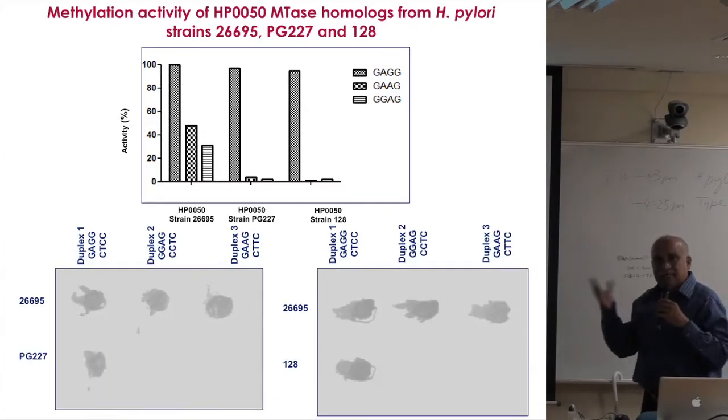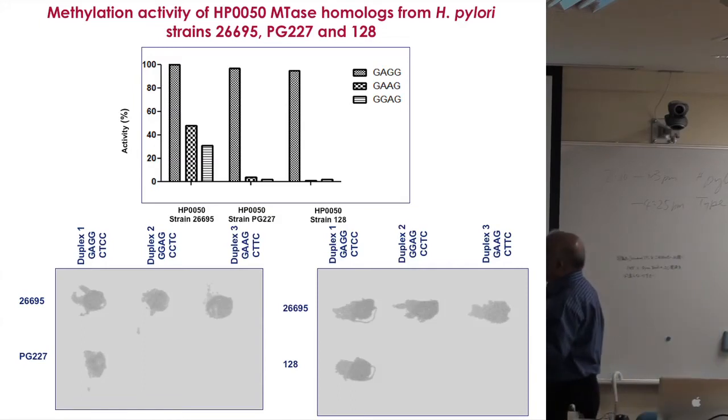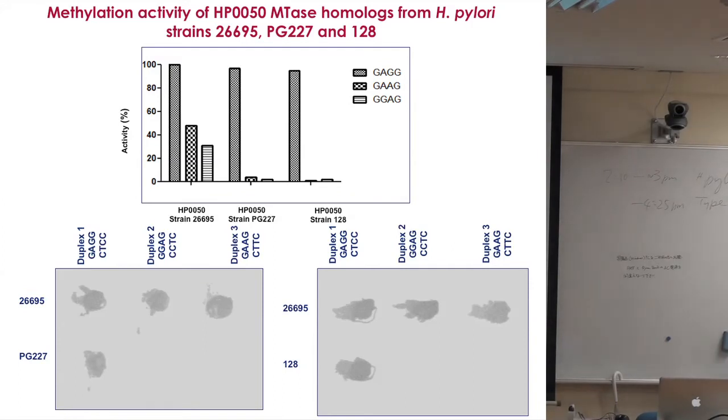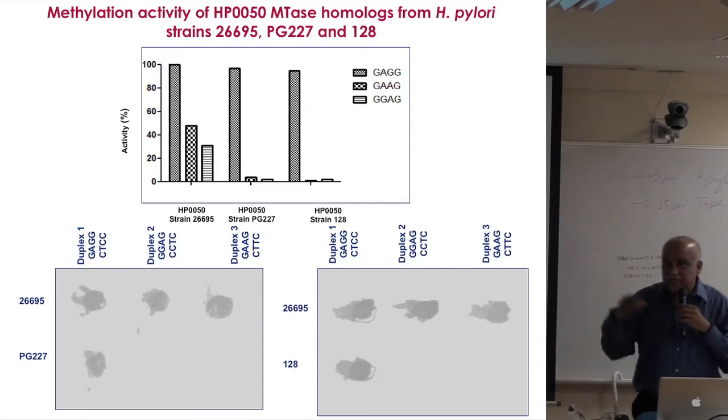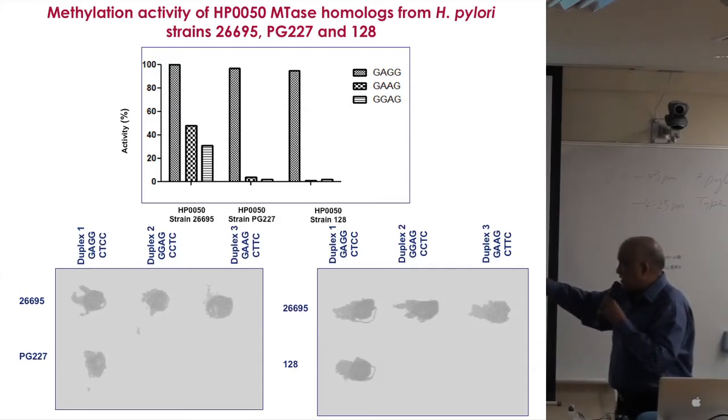So we now go back to the clinical isolates, and we found that from one of the strains called PG227, a Helicobacter pylori strain, you have the 5-0 methyl transferase, which methylates only GAGG, whereas the 26695 enzyme can methylate all three. So depending on the strain, this particular methylase would methylate one, two, or three sequences. So again, there's a change here. Although it is not as drastic as the 5-1 methyl transferase, patient clinical isolate enzymes behave quite differently.